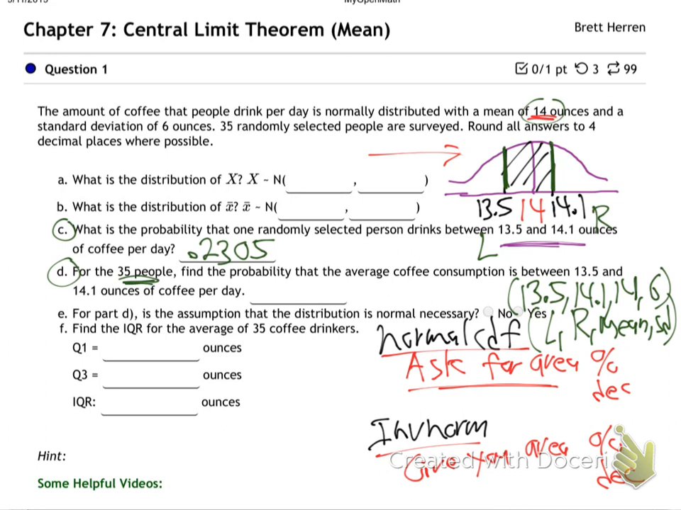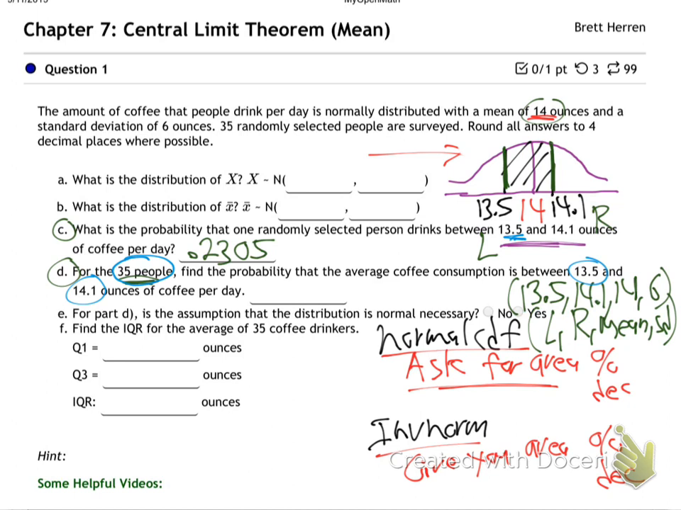Now, question D. Same question, right? Notice it's even got the same two numbers, 13.5 and 14.1. That's the same region on the normal curve. But the difference now is it's for 35 people. You're saying, what's the chance that the average, right? For 35 people, find the probability that the average coffee consumption for 35 people is in that zone.